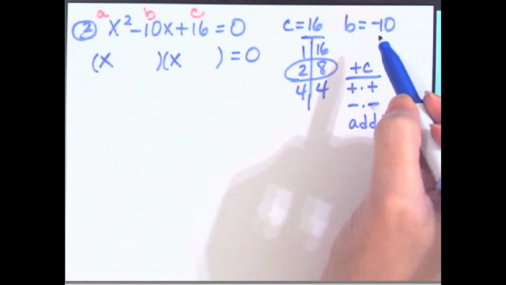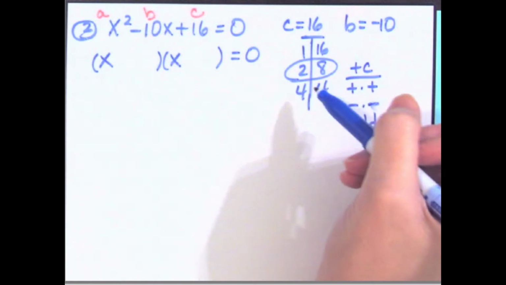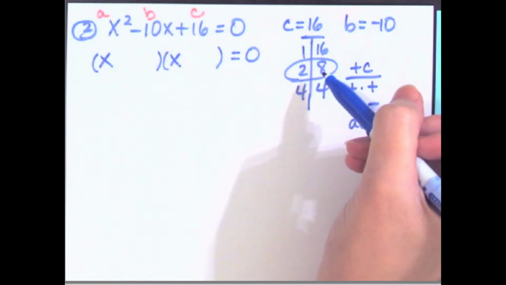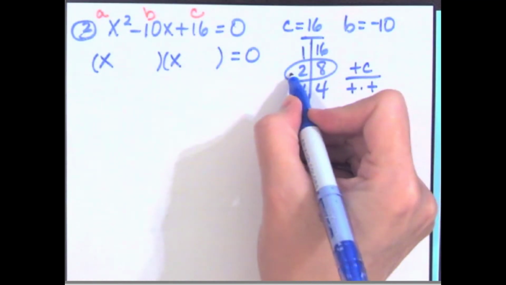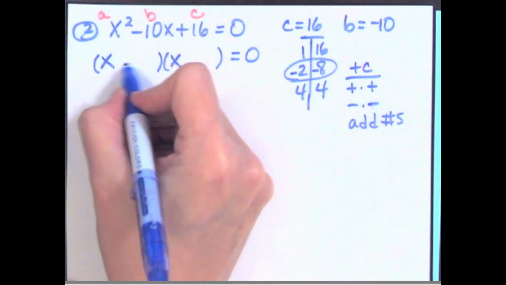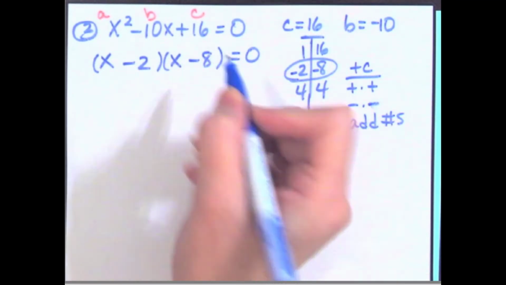And we're trying to get negative 10. So as we look at our factors, 2 and 8 will give us 10. And if I make them both negative, that will give me negative 10. So these are the factors that are going to go in our parentheses.